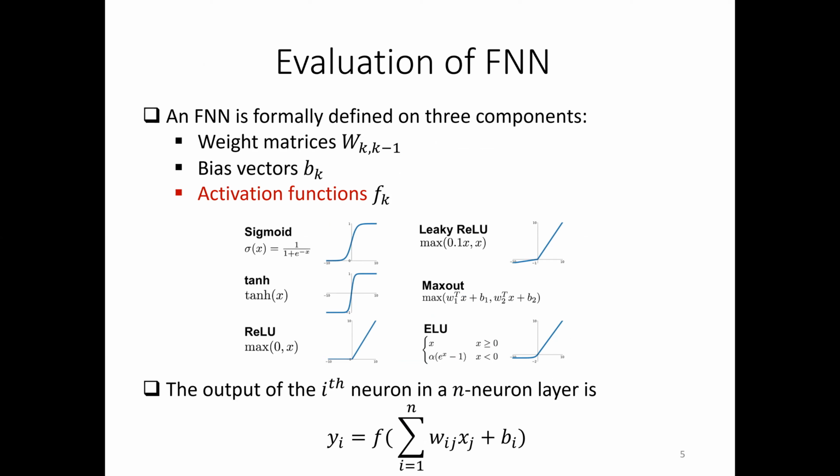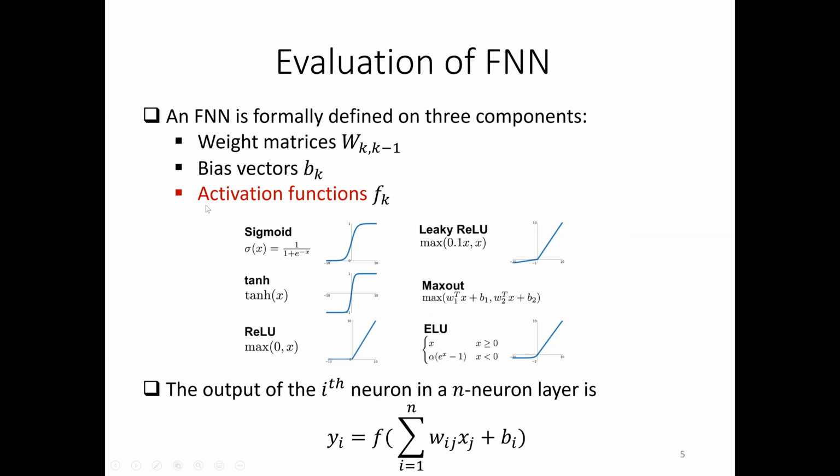A feedforward neural network is formally defined on three components. The first is the weight matrices. So the connection between the hidden layers, or the hidden layer with the input layer, or the output layer with the hidden layers, is defined based on the weight matrices. Here you can see W_k,k-1. That means the connection between the current layer and its previous layer. And then the bias vector B_k at each layer k.